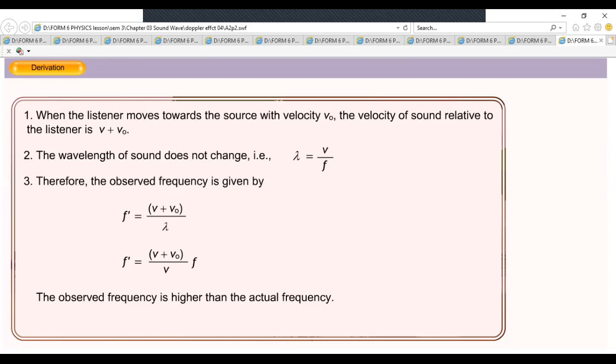So the observed frequency is higher than the actual frequency because of the v plus v0. That means there is an increase in the relative motion. So the increase in the relative speed causes the frequency of the original sound wave to become higher.